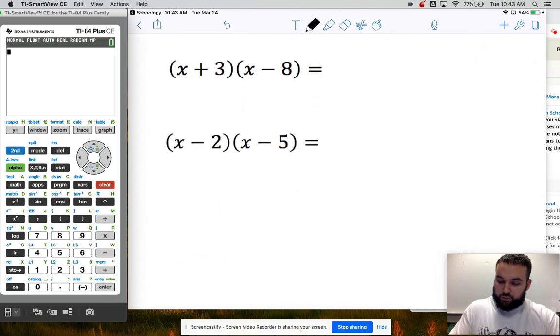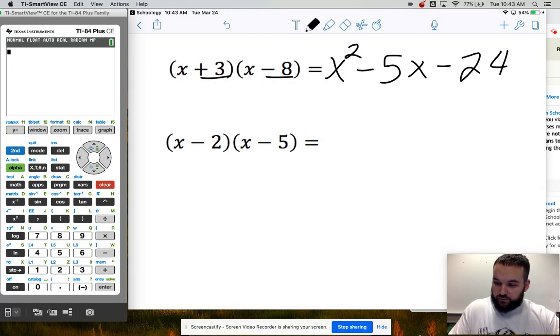Same thing with that previous example, right? I had x squared. 3 minus 8 is minus 5x. And then 3 times negative 8 is minus 24. And that gives us kind of the quick version.